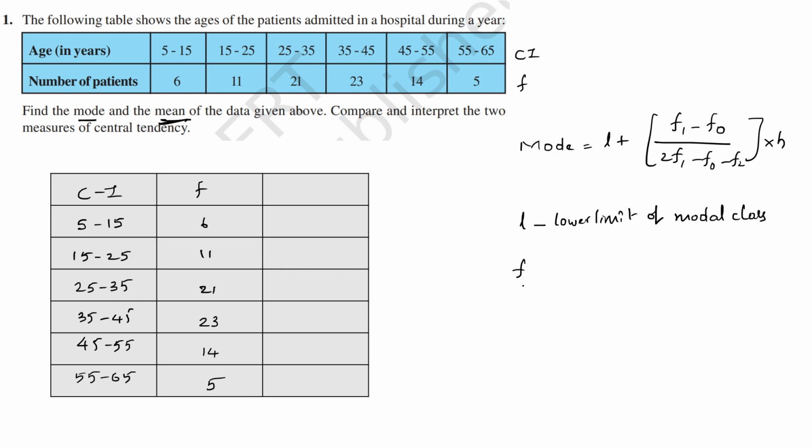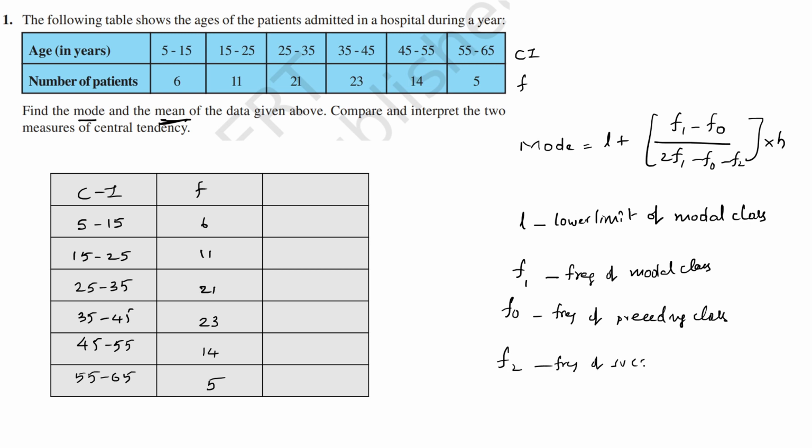where f1 is the frequency of modal class, f0 is the frequency of preceding class to modal class, and f2 is frequency of succeeding class. So let me do here.